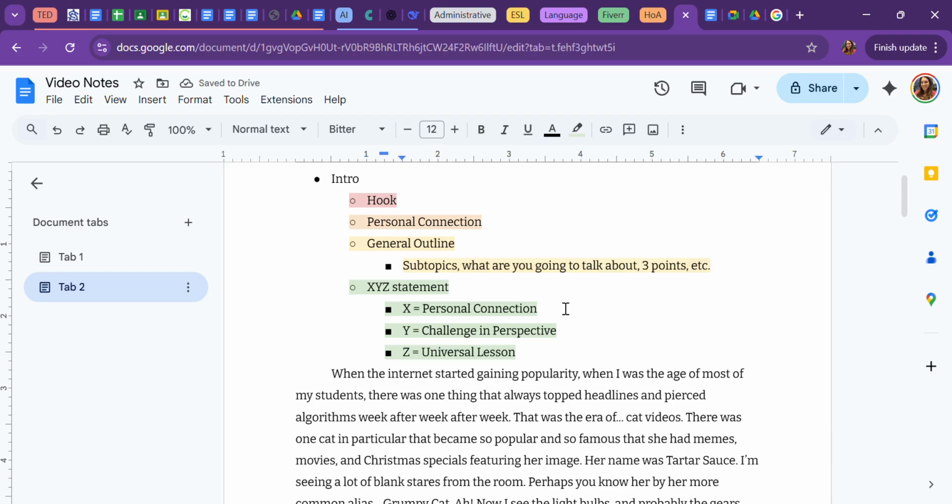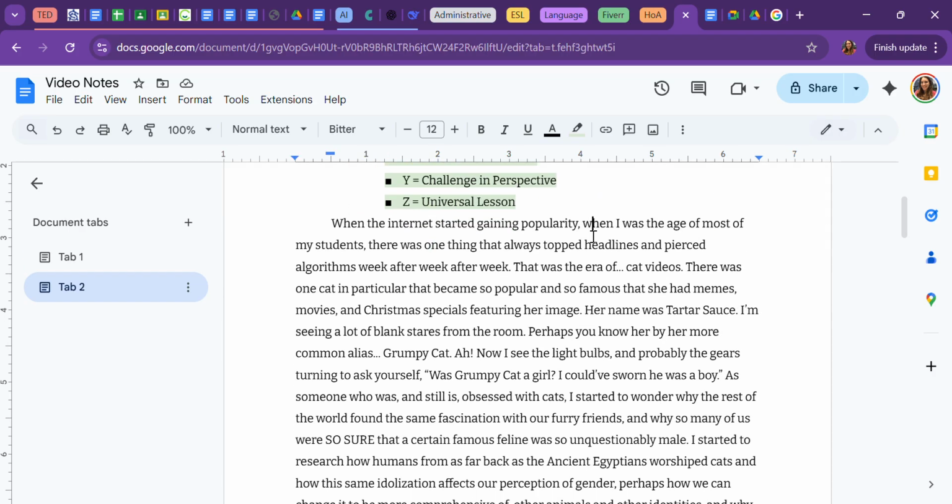X is your personal connection, so again, something about you. Y is the challenge in perspective, and lastly, Z is the universal lesson. So what can anybody at any stage in their life learn how to do? For example, I understand some of you really like hockey or basketball or dance, but you are not teaching the audience how to play basketball, how to play hockey, how to dance. You're teaching us some universal skill that you learned from hockey, from basketball, from dance.